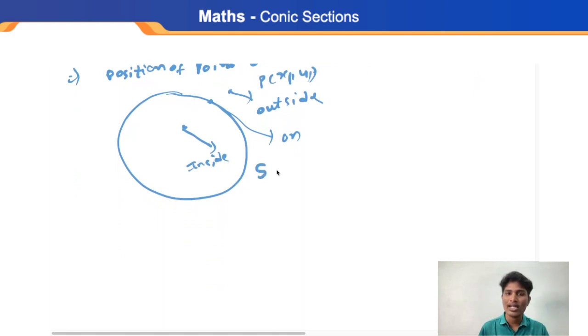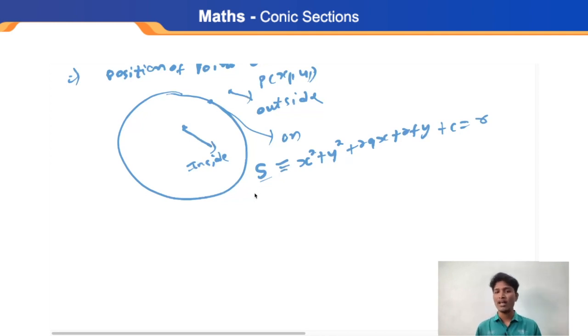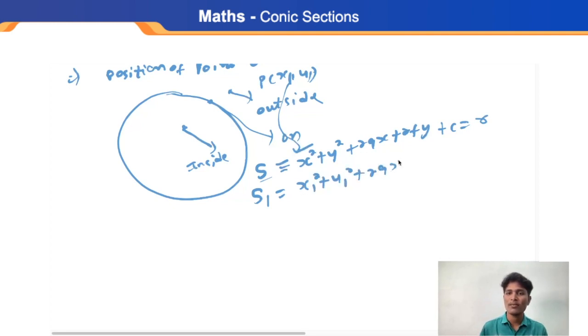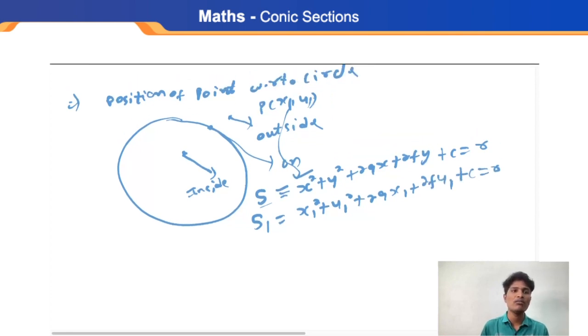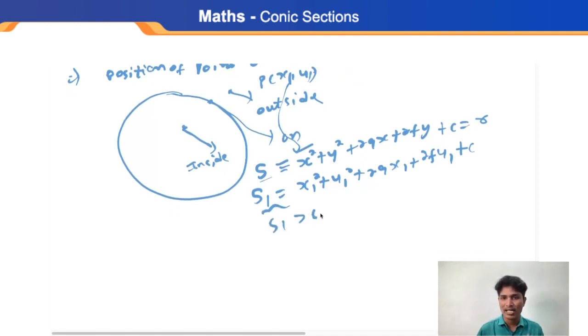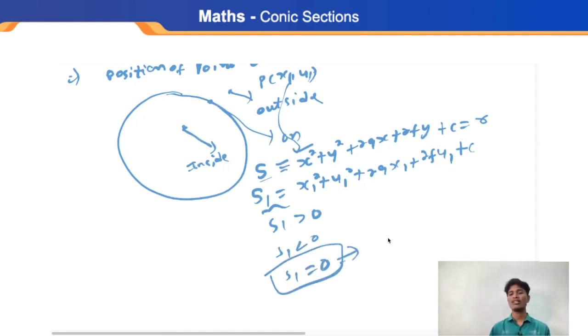For the circle equation, we have to denote the notation. S is equal to x square plus y square plus 2gx plus 2fy plus c is equal to 0, that is the representation of S. And S1, I represent by simply substituting the given point: x1 square plus y1 square plus 2gx1 plus 2fy1 plus c. It is not 0, it has some value, definitely, because we are substituting the point. Depending on that value, S1 is greater than 0, S1 less than 0, or S1 equal to 0. If it is equal to 0, it satisfies the circle, so S1 equal to 0 is the on point, on the circle.